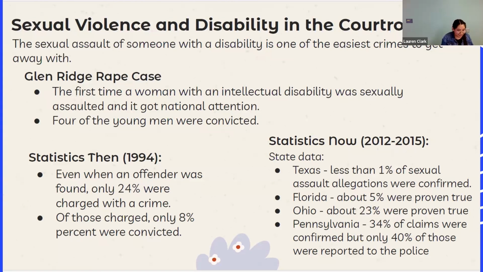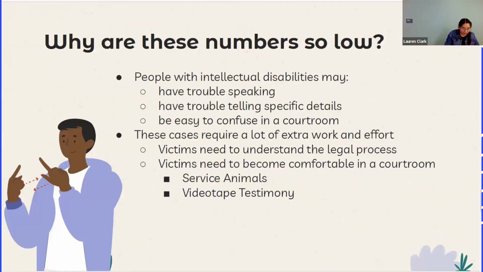Now let's consider some more recent data. In Texas, less than 1% of sexual assault allegations are ever confirmed. In Florida, about 5% are proven true, and in Ohio, about 23% are proven true. In Pennsylvania, 34% of claims are confirmed, but only 40% of those are reported to the police. So again, why are these numbers so low?